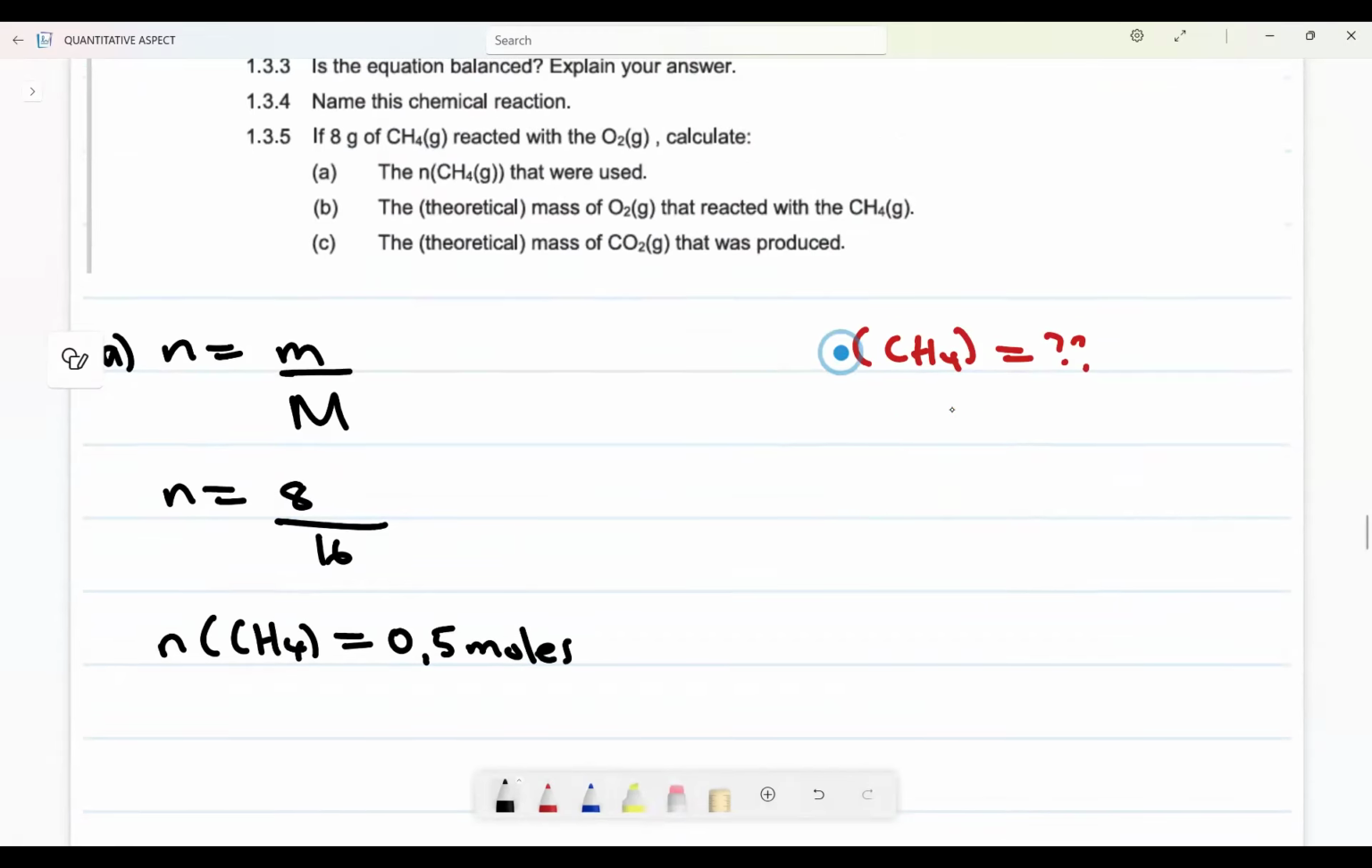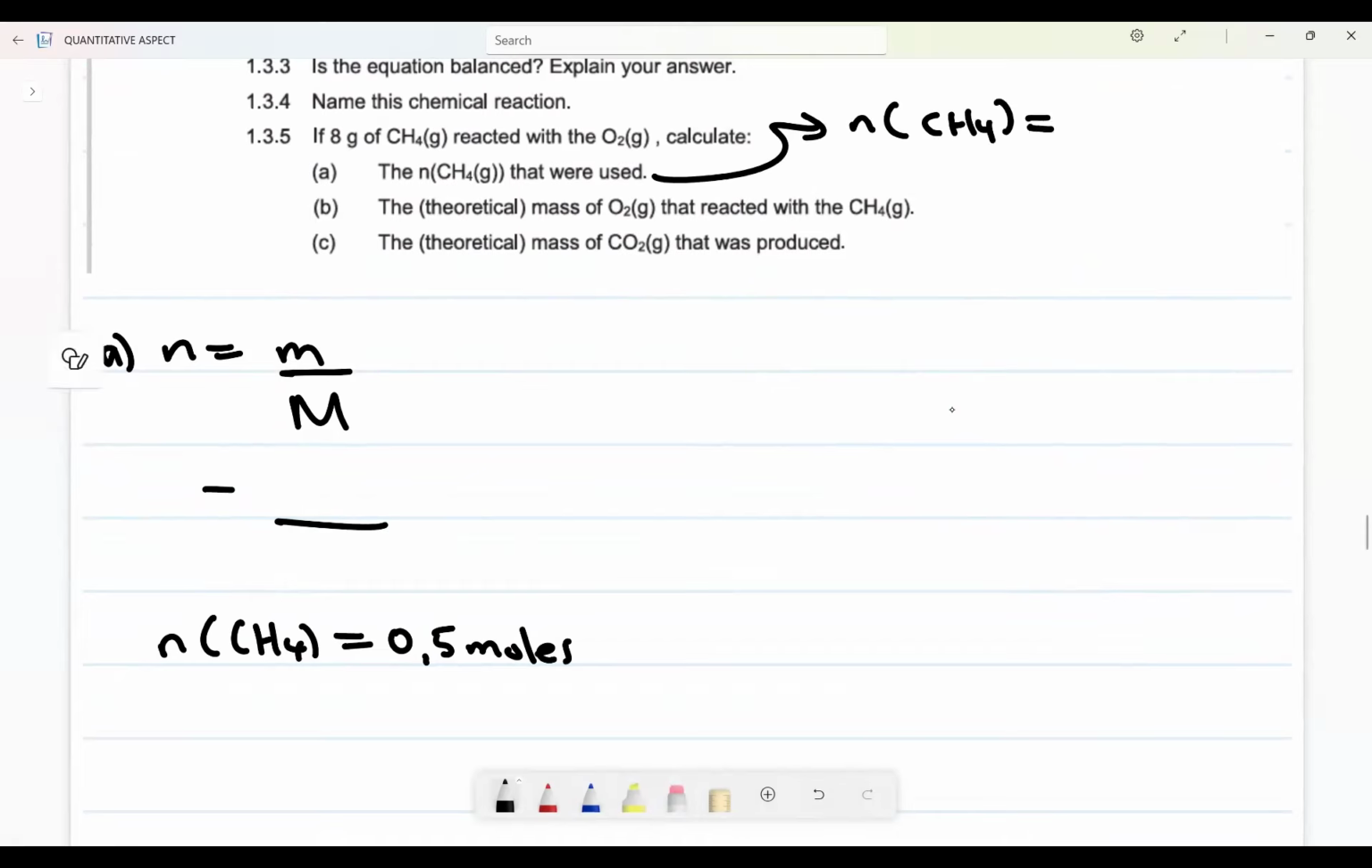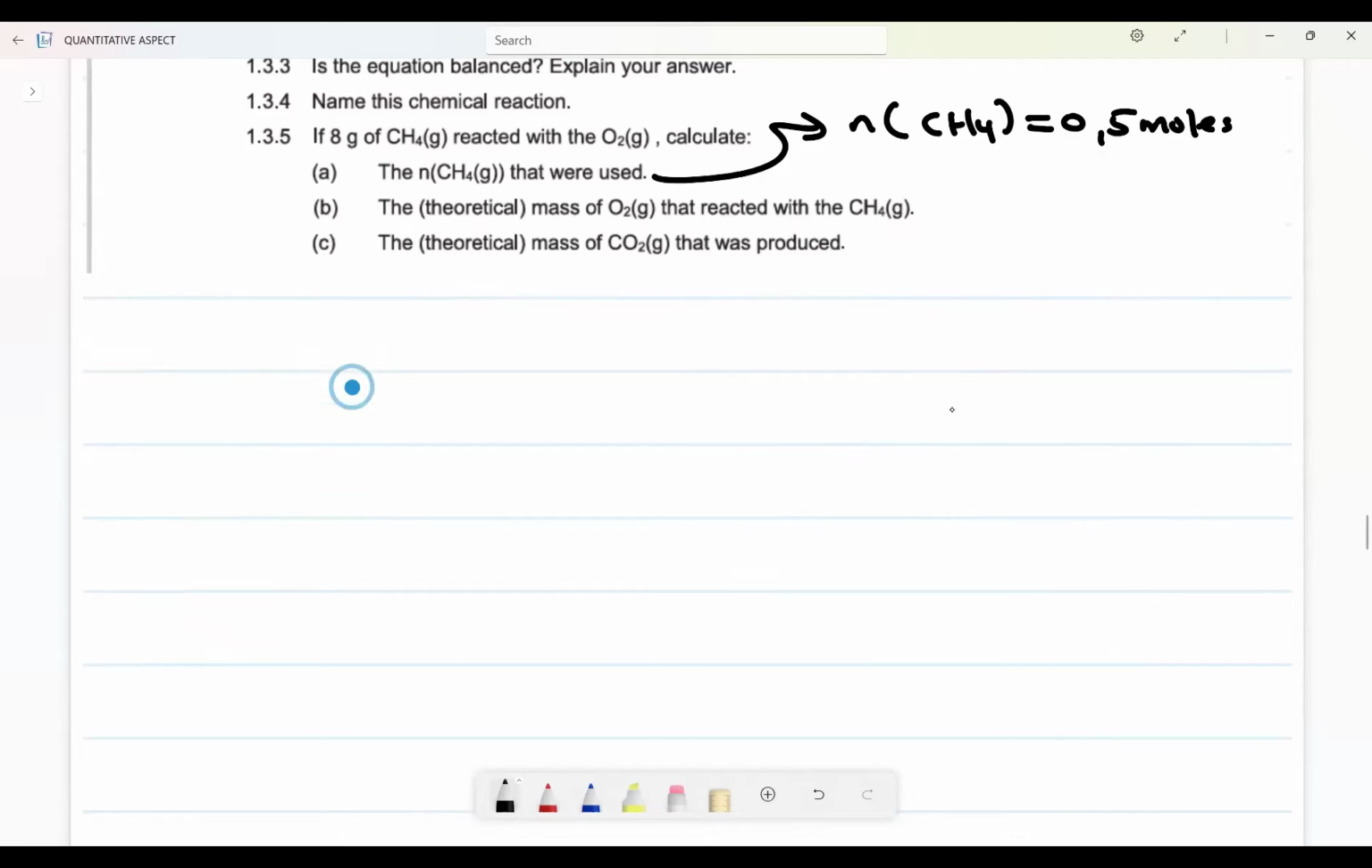Now, okay, I'm going to erase this and just remember this now. I'm going to say, okay, number B: calculate the theoretical mass of oxygen. They want me to calculate the mass of oxygen. Immediately when they say mass of oxygen, I'm going to need the molar mass of oxygen, which is 2 multiplied by 16, 32 grams per mole.